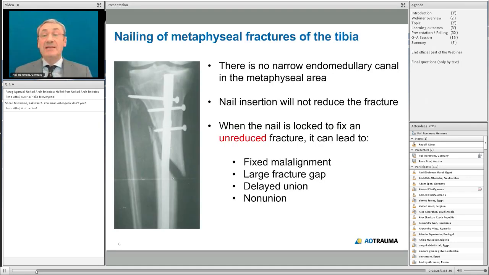This is not the case in metaphyseal fractures. The reason is that there is no narrow endomedullary canal in the metaphyseal area. So nail insertion by itself will not reduce the fracture. And when the nail is locked, as you see on the left picture, to fix an unreduced fracture, this can lead to a fixed malalignment and a large fracture gap, and this gives a higher risk of delayed union and non-union.